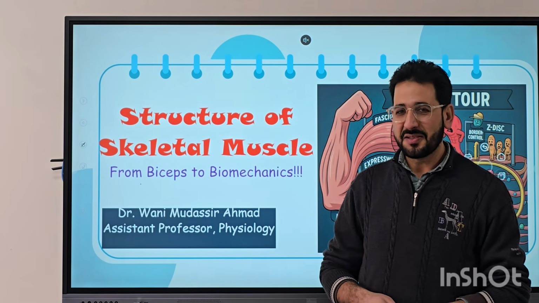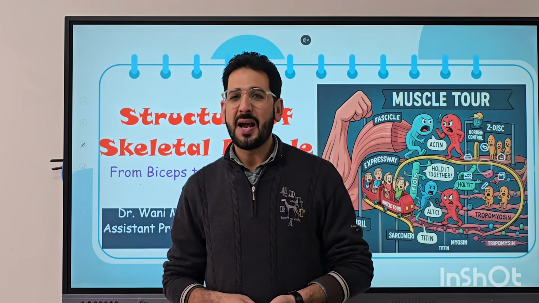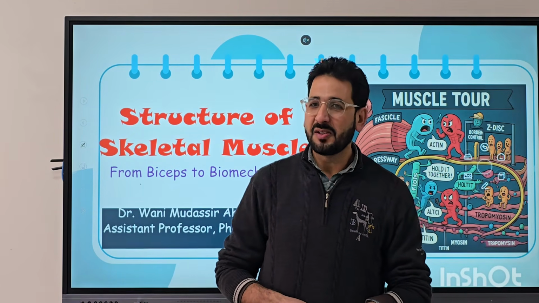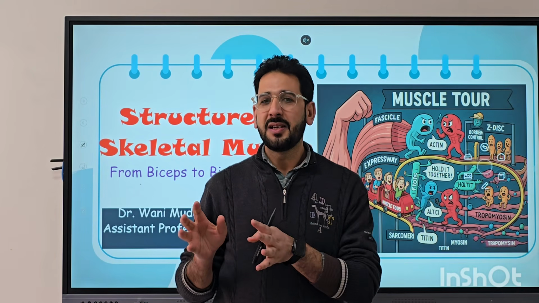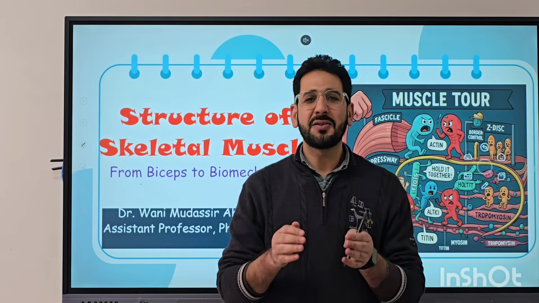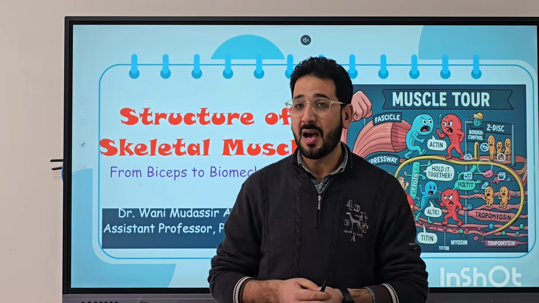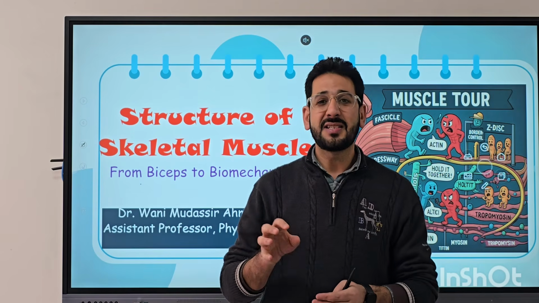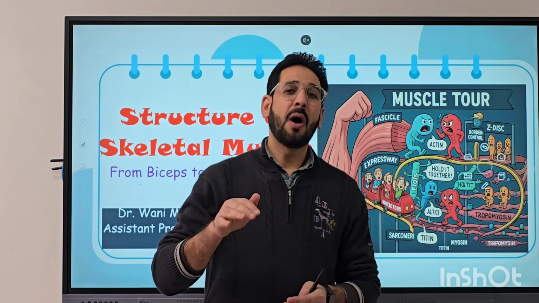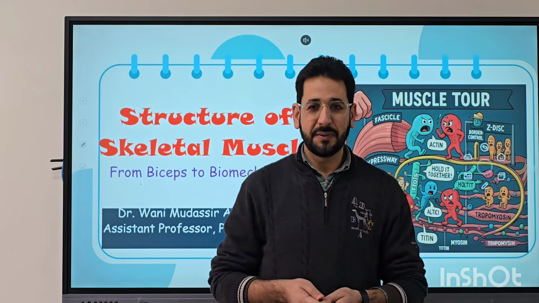structure of skeletal muscle. Now, what we are going to do is we are going to have a muscle tour. We'll go from a muscle belly deep inside to the basic and the smallest contractile unit and the functional unit of the muscle cell, that is the sarcomere, and we will go up to the level of the myofilaments, that is the actin and myosin.